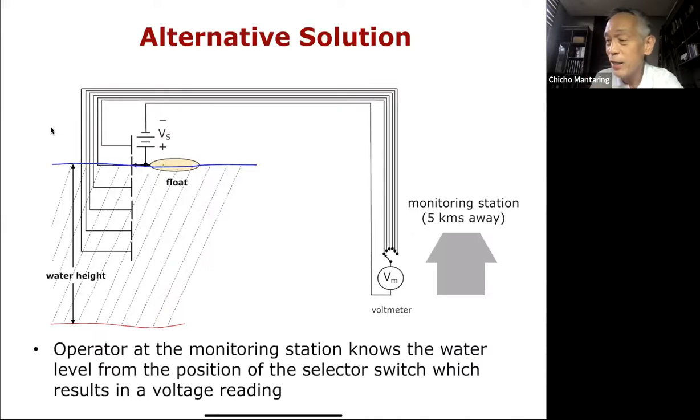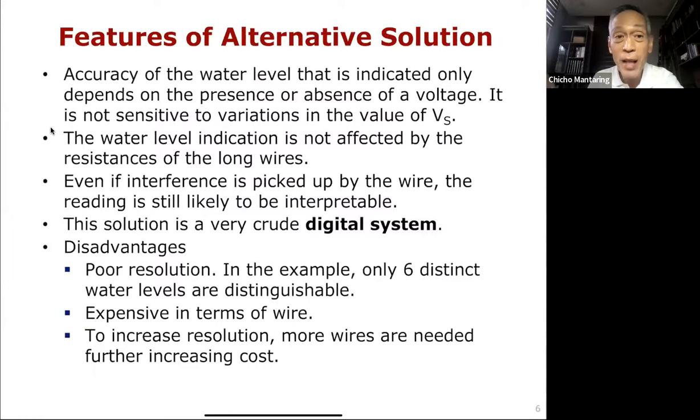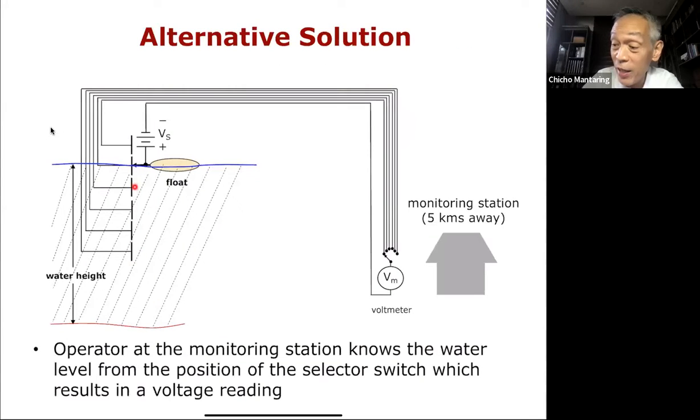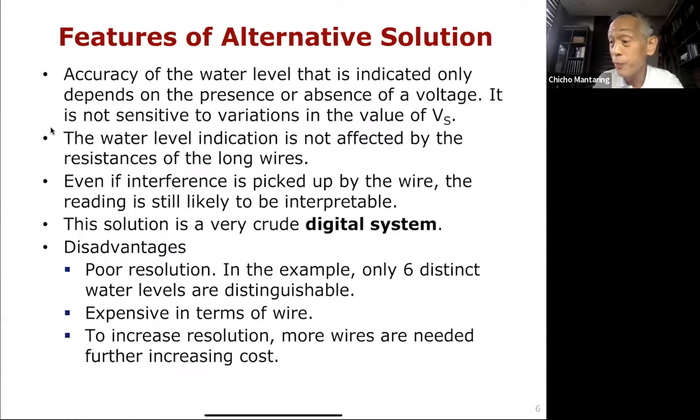Okay, ang weaknesses nito, I might as well proceed, ano? Sige, features na lang muna, no? So the accuracy of the water level that is indicated only depends on the presence or absence of a voltage. It is not sensitive to the variation in the value of Vs. So pag operator ako, magsi-switch ako, pag na-detect ko, oh, dito may voltahe, alam ko na which corresponding contact here that is, and then therefore I would know the level of the water.